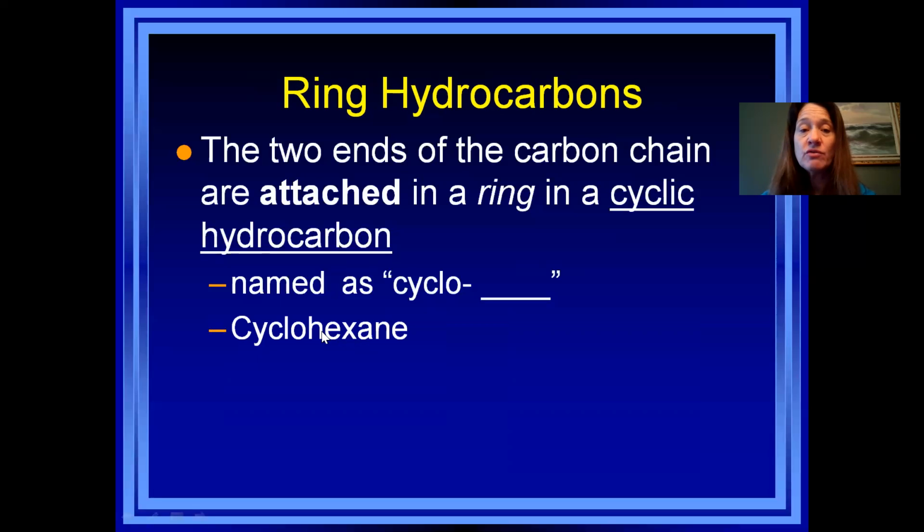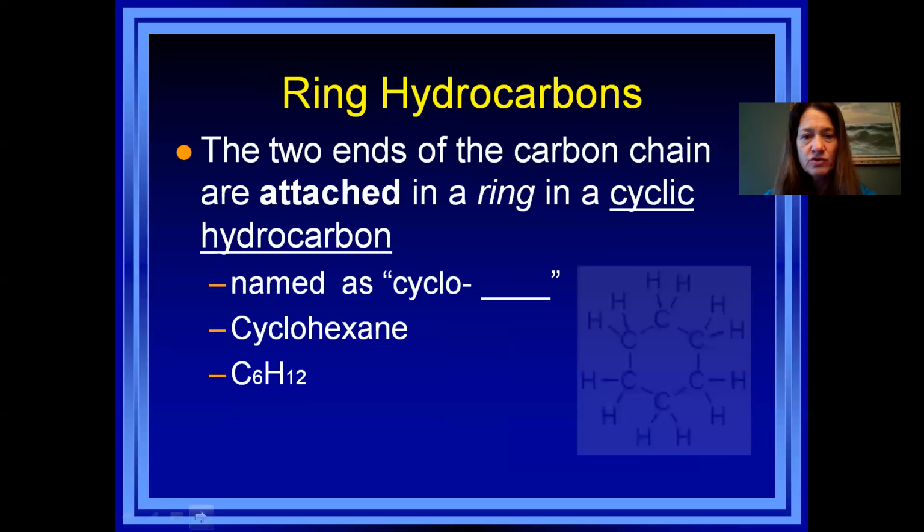If you said 6, you're right. The "ane" ending tells us whether it's an alkane, alkene, or alkyne. It ends in "ane," so it's an alkane, which means we're only going to have single bonds. So it's 6 carbon atoms arranged in a ring, all single bonded. Very simple. Let's draw the structural formula.